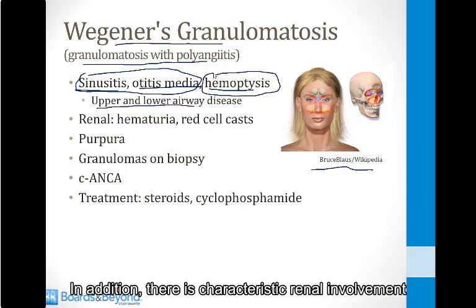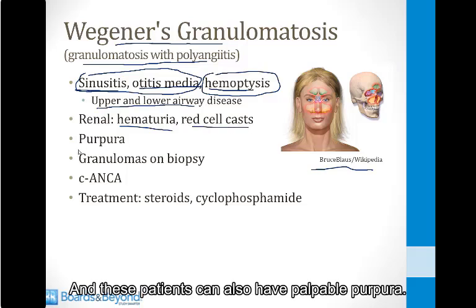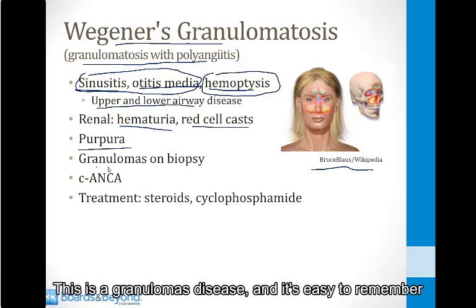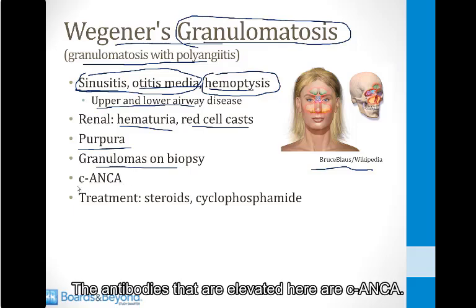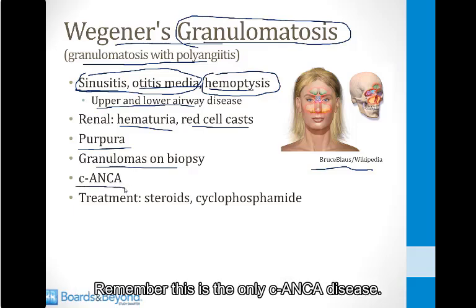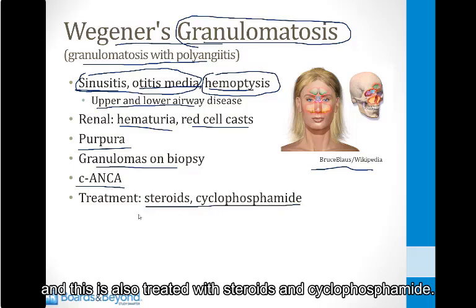In addition, there is characteristic renal involvement with hematuria and red cell casts, and these patients can also have palpable purpura. This is a granulomatous disease, and that's easy to remember because granuloma is in the name of the condition. The antibodies that are elevated here are c-ANCA. Remember, this is the only c-ANCA disease. The other two ANCA diseases are p-ANCA, and this is also treated with steroids and cyclophosphamide.